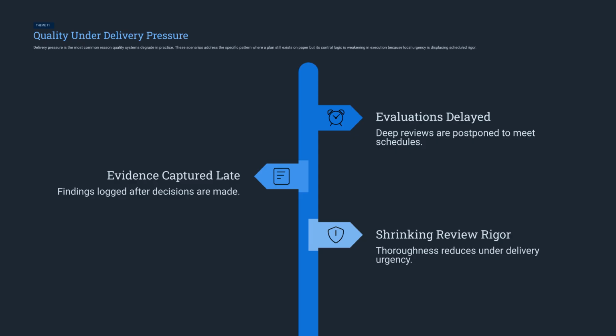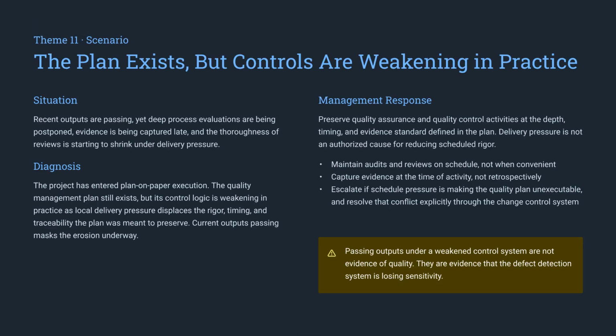Theme 11 addresses quality under delivery pressure. Delayed evaluations, late evidence capture, and shrinking review rigor are all warning signals. When these patterns appear, your governance protection is eroding, making post-release remediation significantly more likely and costly. Even when a plan exists, controls often weaken when urgency displaces scheduled rigor. Remember, passing outputs are not evidence of quality if the control system has lost its sensitivity. Escalate schedule conflicts through change control explicitly, rather than allowing the quality plan to become unexecutable.